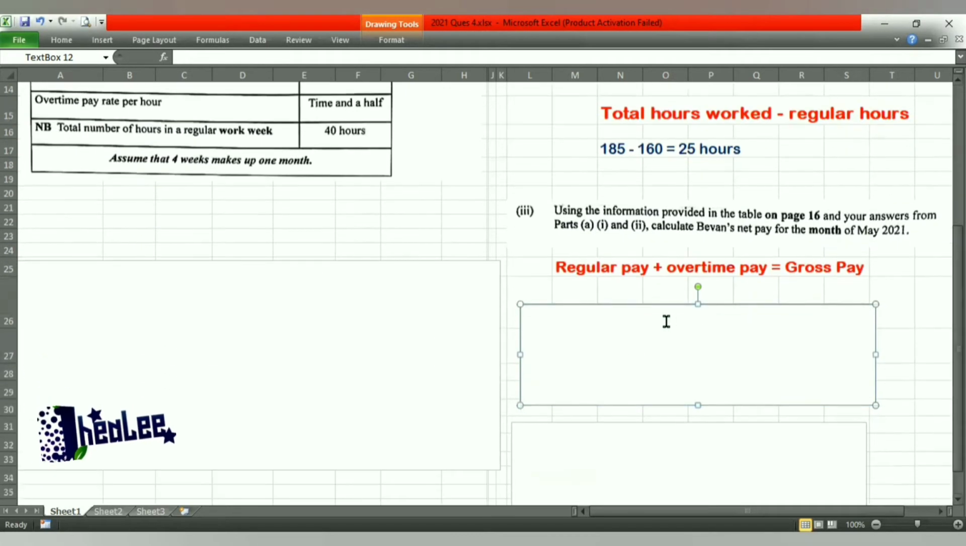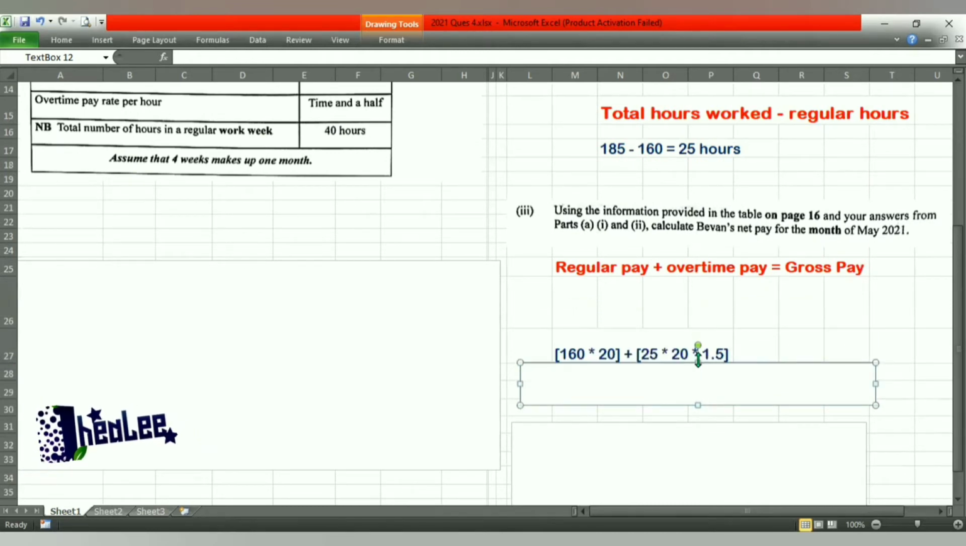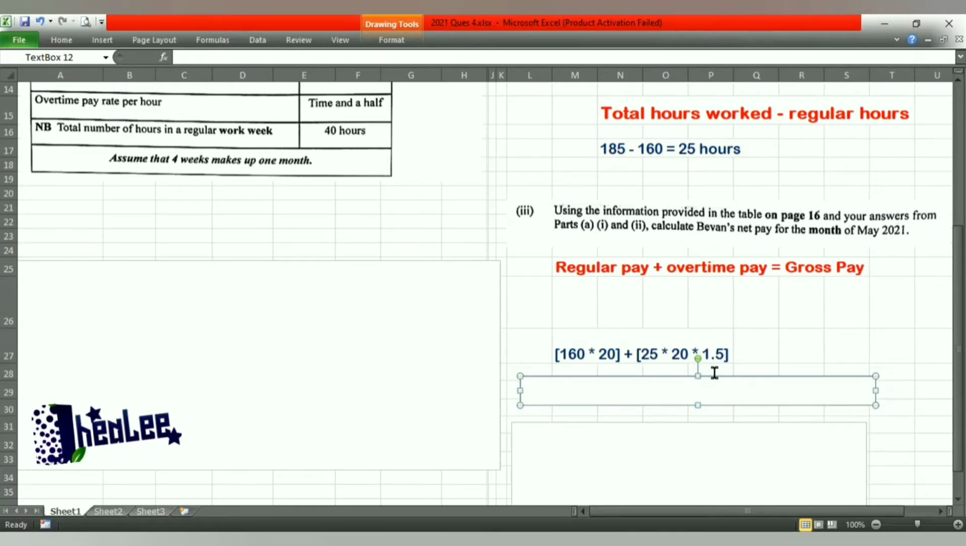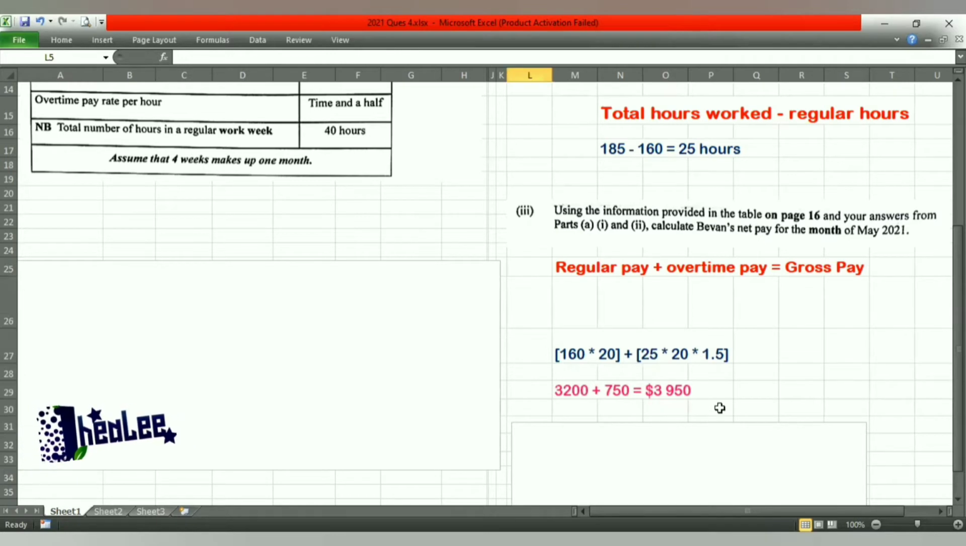So here is our calculation for that. The 160 times the $20 per hour to get the regular pay. To that, we're going to add the overtime pay, which is 25 times the $20 times the 1.5, and that gives us a result of $3,950. So that is the gross pay.